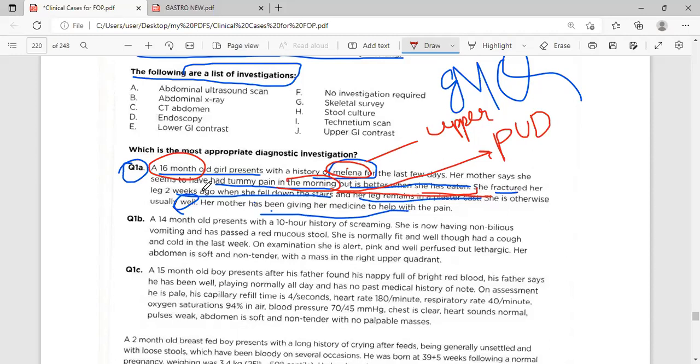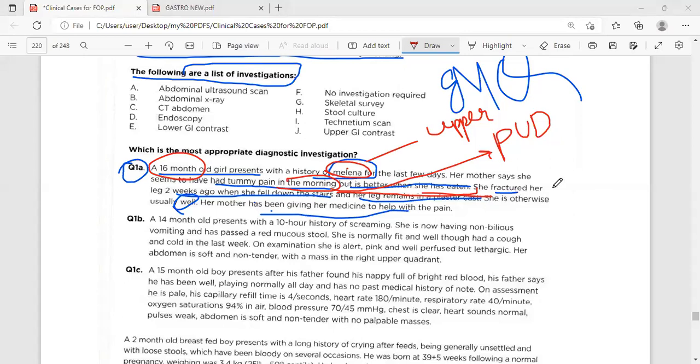Now, she fractured her leg 2 weeks ago when she fell down the stairs. Okay, there was a history of fracture. Now her leg is in a plaster cast and she has been taking certain medications to help with the pain. So what could the medication be?